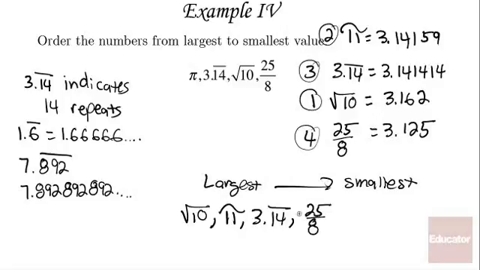So for this example, I had to first convert all of these into decimals so that I could compare them. And I had to take them out far enough that I was actually able to differentiate between pi and 3.14 with the repeating. And then I was able to look at them and order them as I was asked.